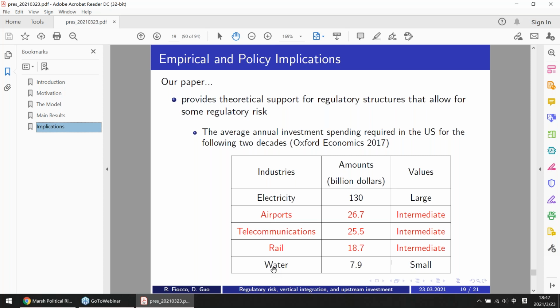We've had another question. The next one is, can you provide any tangible examples of how regulatory risk has stimulated high upstream investment at a lower social cost? And if so, how can this social cost be measured?